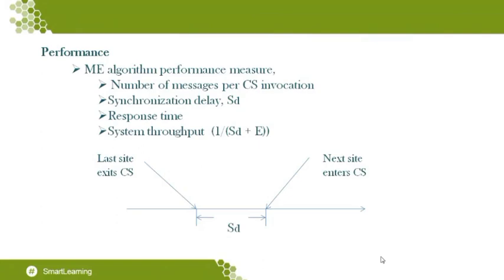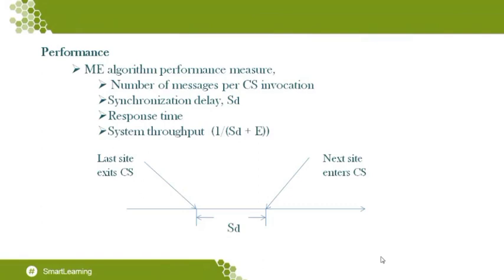But before we get into Lamport's algorithm, which is a non-token based algorithm, let us see how the performance of algorithms is normally measured. When we look at the performance of an algorithm, it is decided based on the number of messages it has to send per critical section invocation. That is, we have to check how many messages it has to send to enter the critical section.